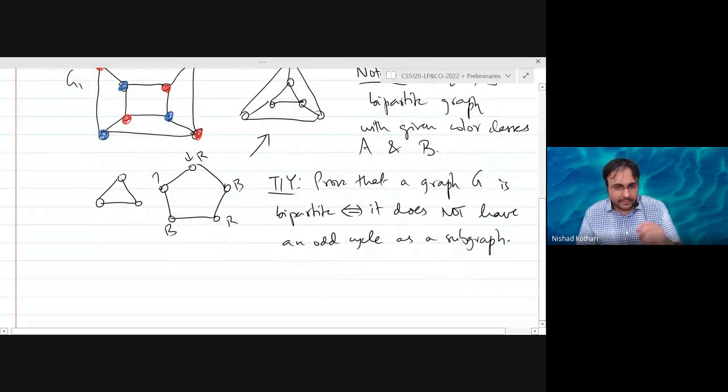How many of you have never seen this result before? Can you raise your hand or put it in the comments so that I get a sense of where everyone stands? Okay. Can everyone prove this?